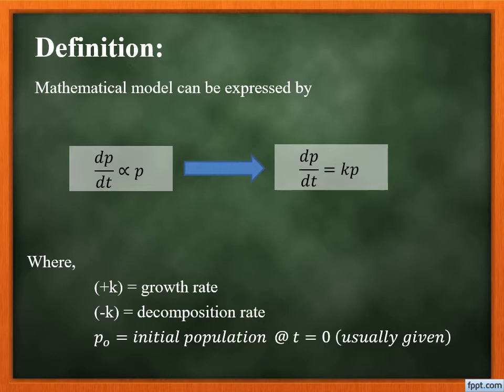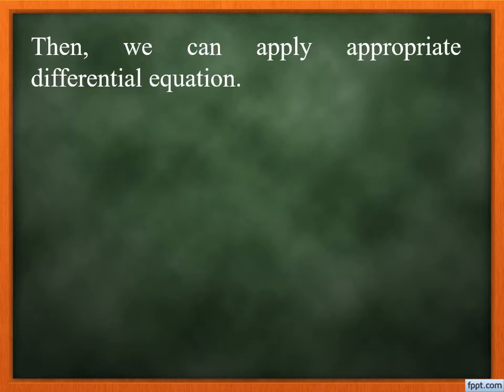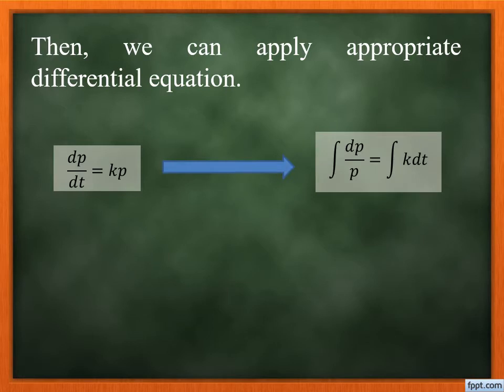So note that the resulting mathematical model is a differential equation. Hence, we can apply an appropriate approach to solve it. Applying this to the mathematical model, dP/dt is equal to kP, that will give us dP over P is equal to k dt.